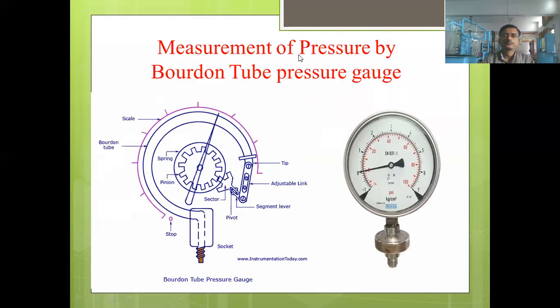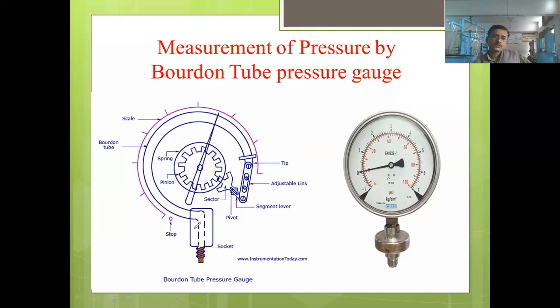Next, measurement of pressure by Bourdon tube pressure gauge. So we have learned its working. You have seen the video also, how it works. It is not necessary to repeat it once again, but still I will explain it once again.